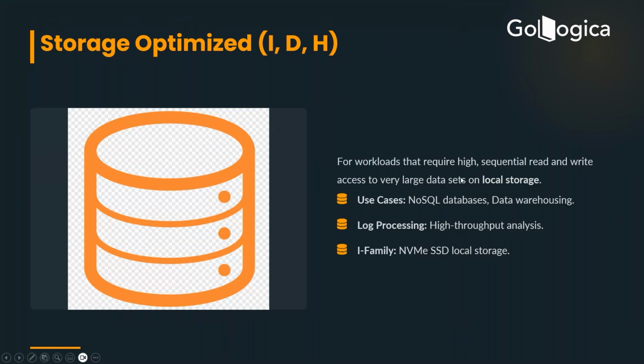So for data warehousing, log processing, and high throughput analysis, you can go for storage optimized. When you have a requirement for very high speed reads and writes, you can go for storage optimized. The I family gives you NVMe SSD local storage, which supports very high speed read and write. That means the throughput will be higher as compared to other instance types.